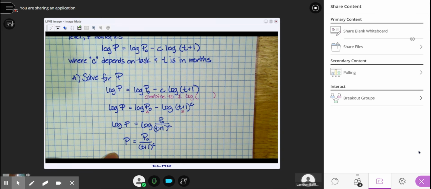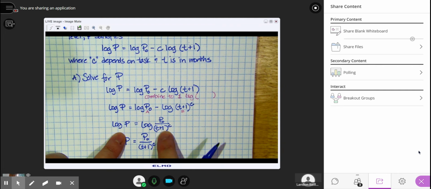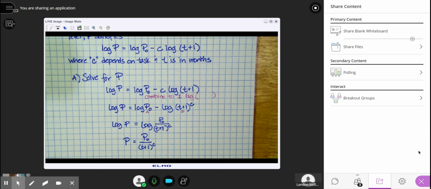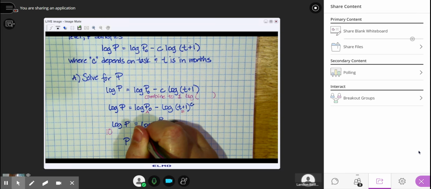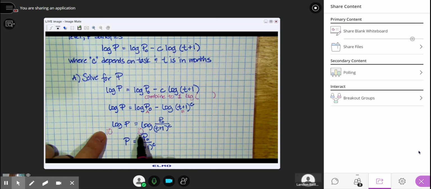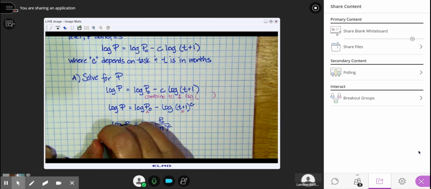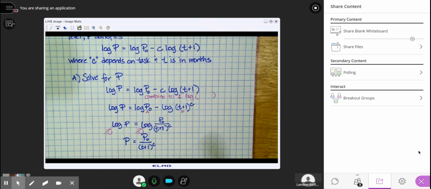Right? If log x is the same as log y, then x and y have to be the same. If you don't like that, the other thing you could do is put them both as exponents on the base 10. In that case, the logs would cancel. But either way will work. Now I have solved for P.